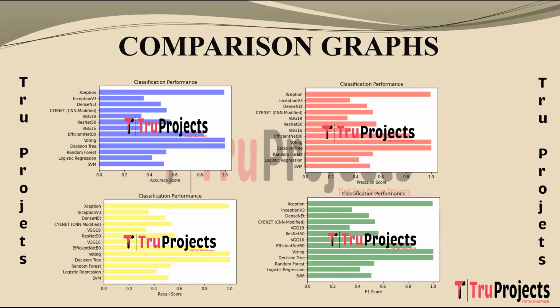It is calculated as 2 times the product of precision and recall divided by the sum of precision and recall. It provides a single metric that balances precision and recall, making it useful when we want to consider both false positives and false negatives in the evaluation. The algorithm which is performing best in all the performance metrics will be used for prediction.